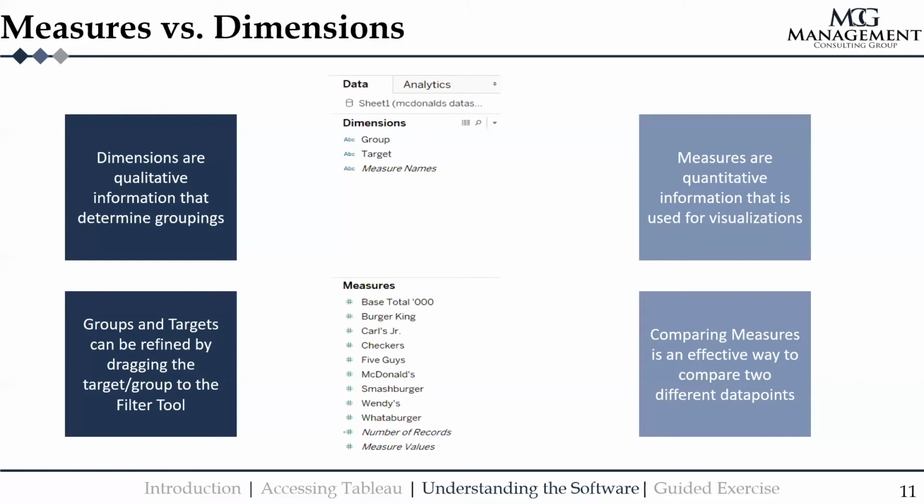And then your measures are your quantitative information, or the actual data points that you're going to be looking at. So for example, with your McDonald's case, you're going to bring in the group of age and a gender and male, and then you'll bring in McDonald's to compare the male and female data points that way.